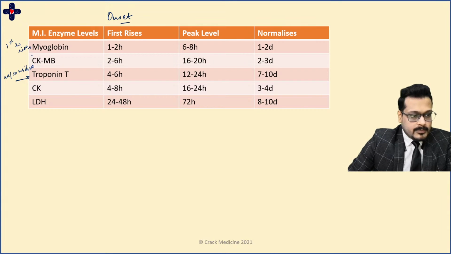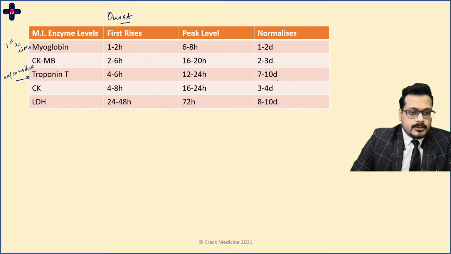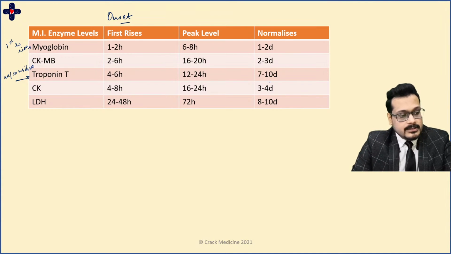Myoglobin rises within 1 to 2 hours, and TROP-T takes approximately 4 hours to show any rise in the levels. The reason why we do not repeat TROP-T is it takes approximately 7 days to normalize. So you cannot repeat it to check whether you're having a repeat MI or not. That is why you use some other tests. That is the reason why we don't do a repeat TROP-T once it has come positive.